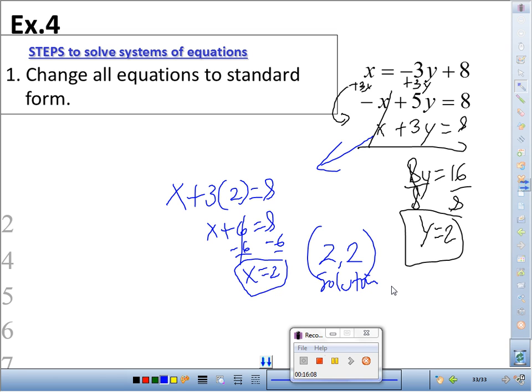Solution. Yes? Can you substitute the y value into both of those equations and you get the same number? You get the same number. All right, let's move on.